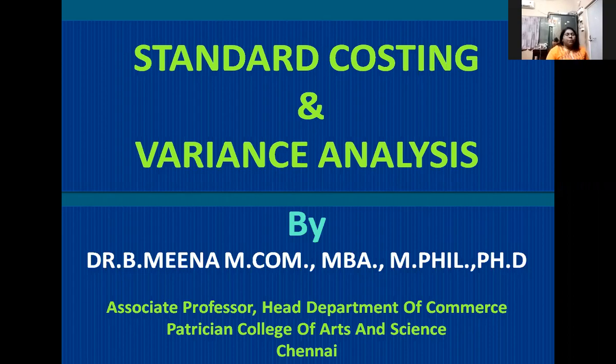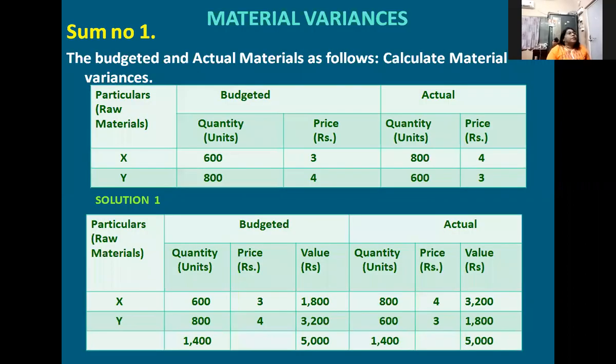In this video, I'm going to explain some more problems on how to calculate material variances in standard costing and variance analysis. The first sum, here it is. Budgeted here represents the standard, and actual material is as follows. Calculate material variances. So calculating material variances means we need to calculate all three variances: price variance, the quantity usage variance, that is the volume variance, as well as the cost variance.